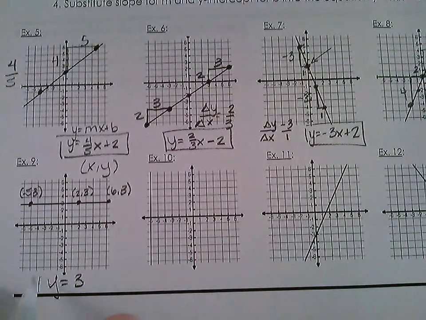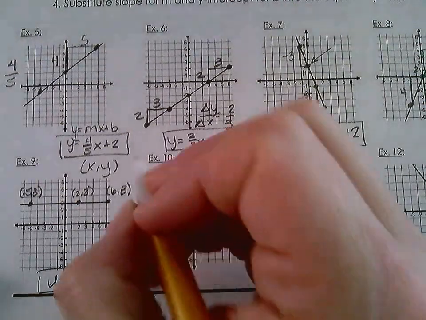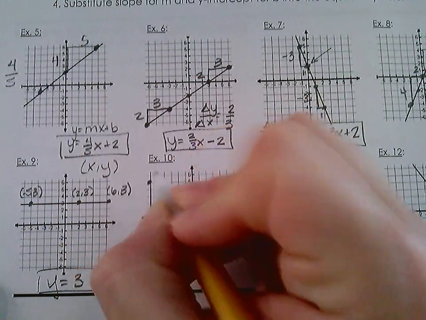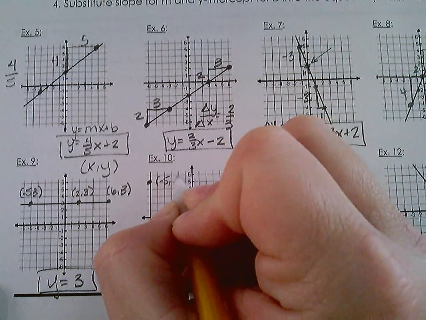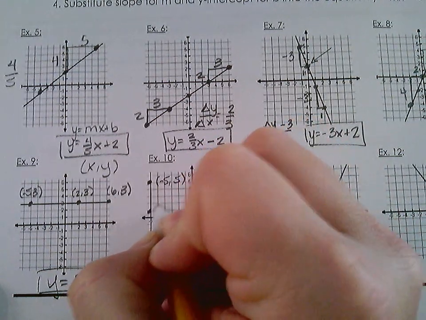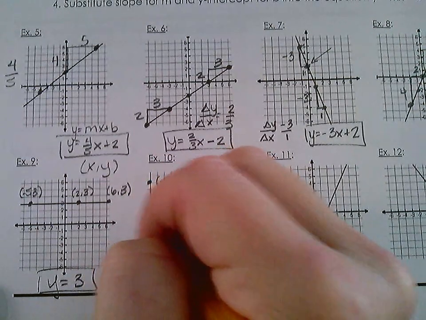All right, let's look at the next one, example number 10. Hopefully you're looking at 10 and thinking, okay, that's a vertical line. So its equation is going to be something other than that slope-intercept form, y is equal to mx plus b. If you're trying to figure out whether it's x is equal to or y is equal to, go ahead and say, okay, that's the coordinate -5, 5. That's the coordinate -5, 1. This is the coordinate -5, 5.